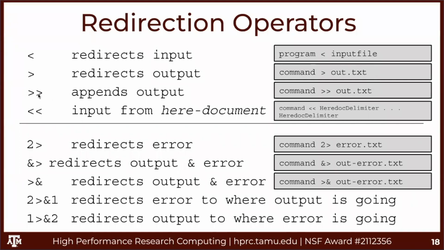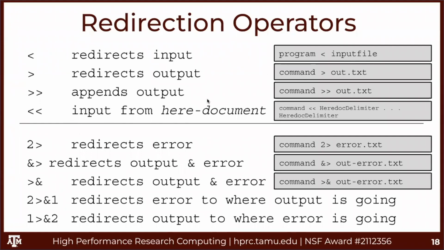The third one over here, the double greater than, appends the output to a file. So the output of this command will be appended to out.txt. And then we have the less than sign, the fourth one. This is input from a file.